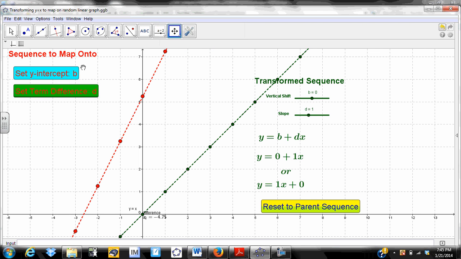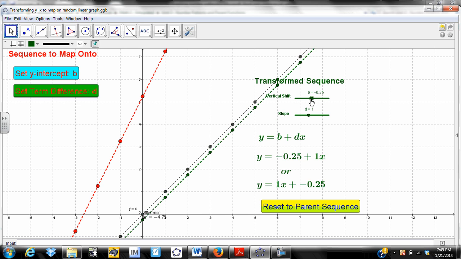Hello, this is a podcast explaining transforming y equals x, our parent function for a line, to map on a random linear graph. What this app does is there's two graphs going on here. We've got the parent function, which is in green. We can shift and change the slope of our parent function. So the vertical shift is our y-intercept as we change this.